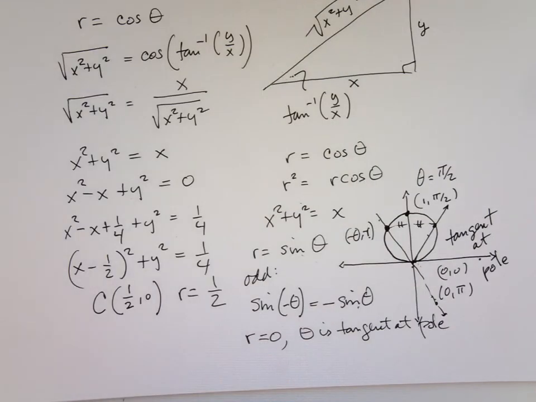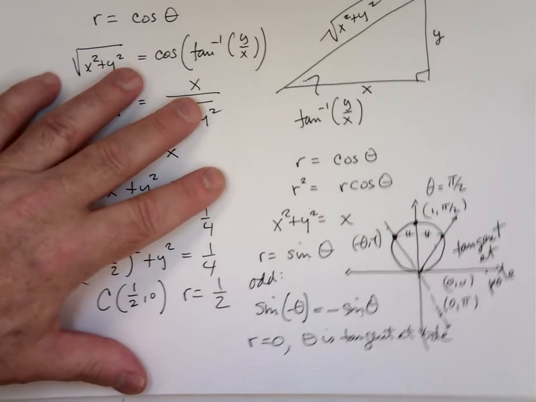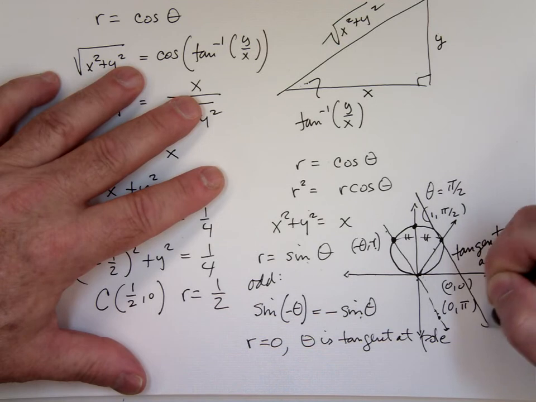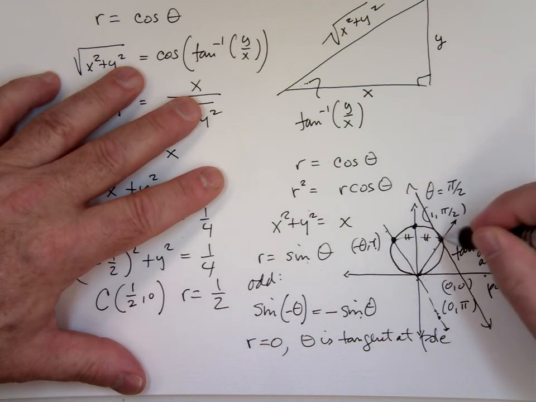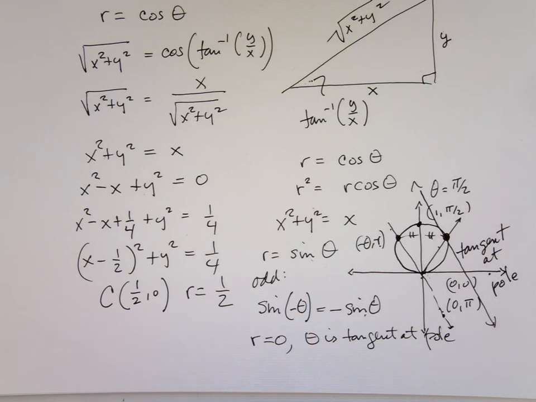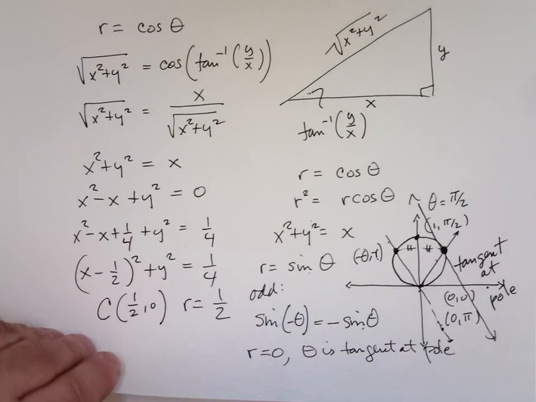But there's one other thing, and that's the actual tangent line to the graph, which we are going to need sometime. And if we're going to have a tangent line, guess what we need? We need dy/dx, okay? That's the slope of a tangent line no matter what the coordinate system is. It's still dy/dx, okay? So here's the deal. Let's take r equals sine theta.